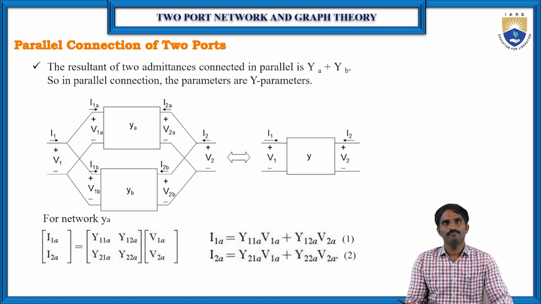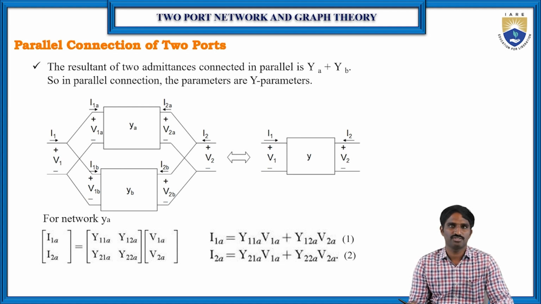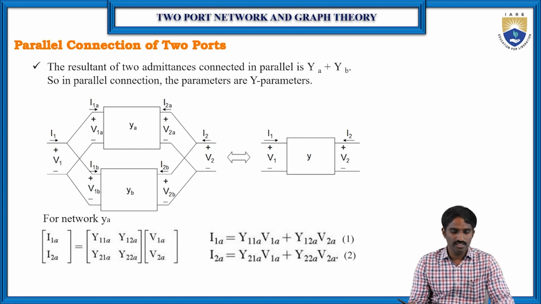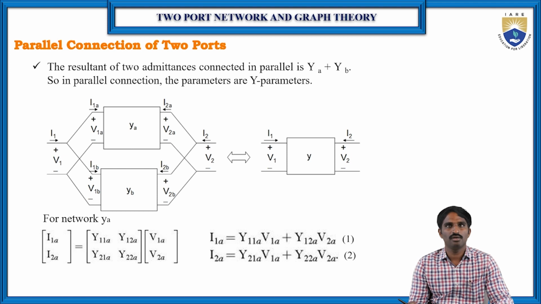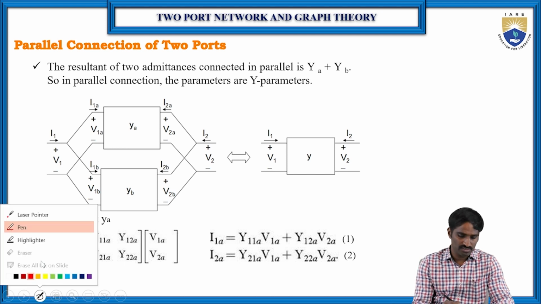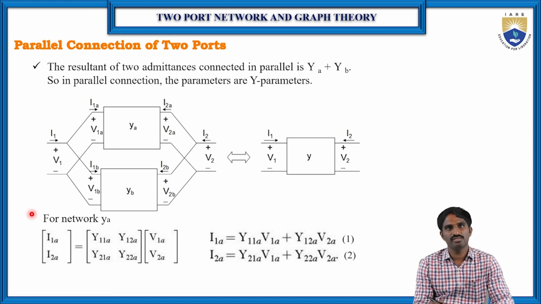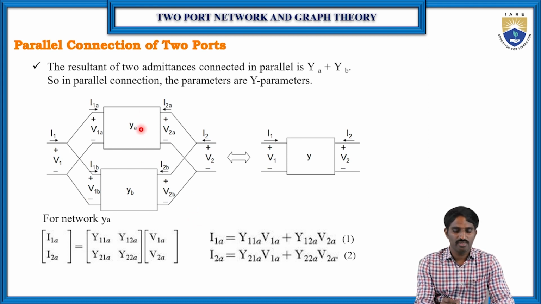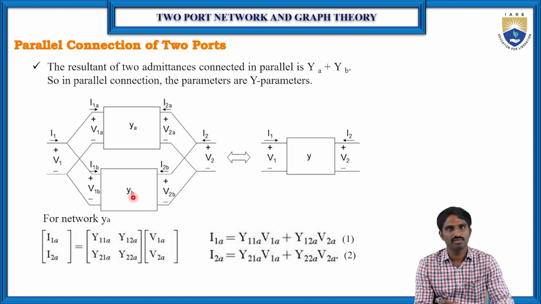Now coming to the parallel connection, right? So again here, the most suitable two-port network parameters for the parallel connection are the admittance parameters. Okay, so that's why here we have considered the admittance parameters. So here again in this case, as you can see, we have considered two different networks, and let us consider the admittance parameters of the network A is YA, and the admittance parameters of the network B is YB.